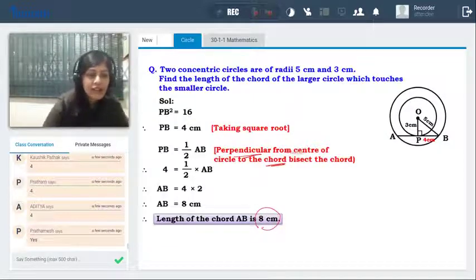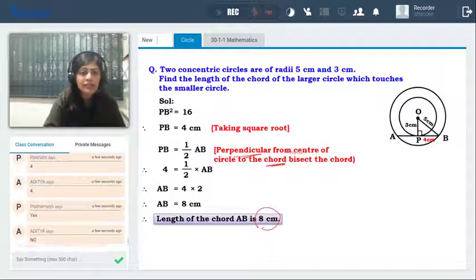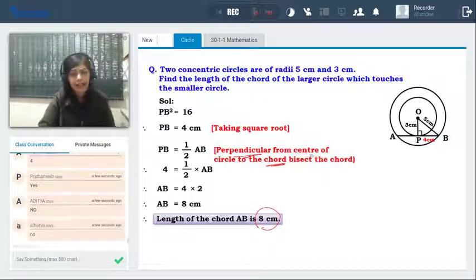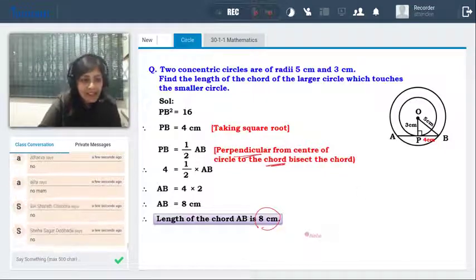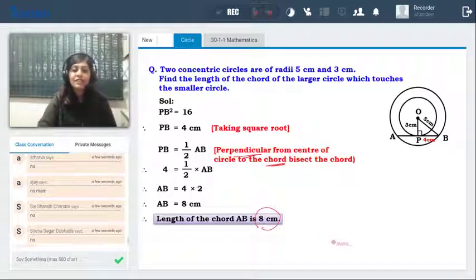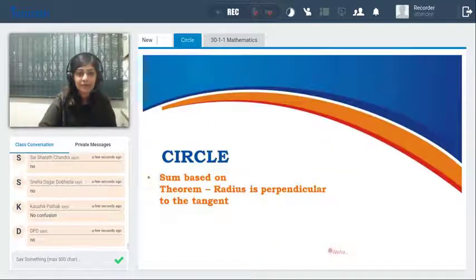All right, students, any doubts out here? Any doubts with this sum? Anything that's not understood? All right, no, okay. All right, Atharva, yes, Ajay. Okay, thank you so much. So we move to the next question.